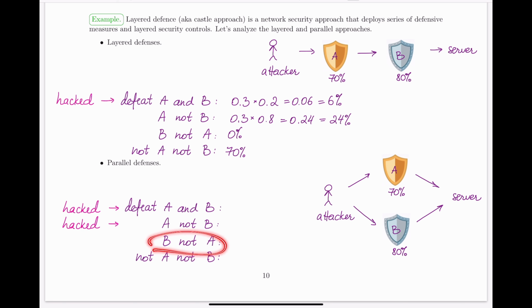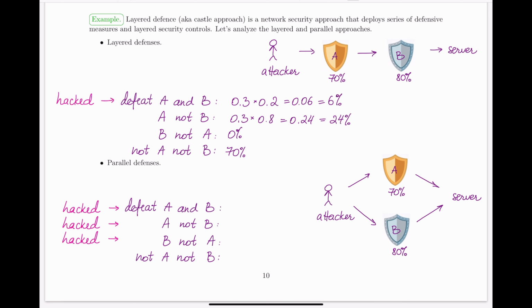Next, they're able to attack B but not A. Well, same issue. If they're able to attack B, they will still be able to get through to the server. So this will also represent the case of being hacked. And finally, not A and not B. So they got stopped by A and they got stopped by B, which means that this is the only case when the server does not get hacked.